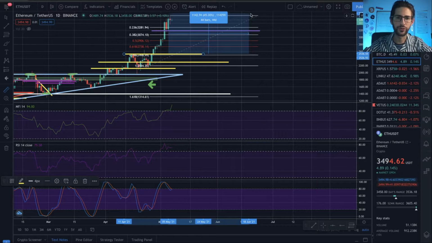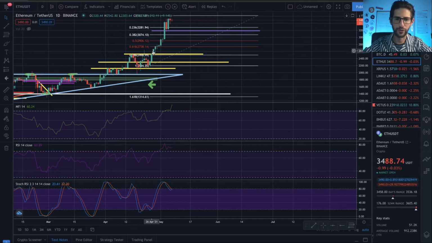And for Ethereum, it has been a complete rally. We did 44% in just a couple of days from the 27th of April. This has been parabolic. We did more than $1,000 from this point. We also are completely overextended. I think it's the moment to maybe take some profits off the table and maybe wait for a retracement here.